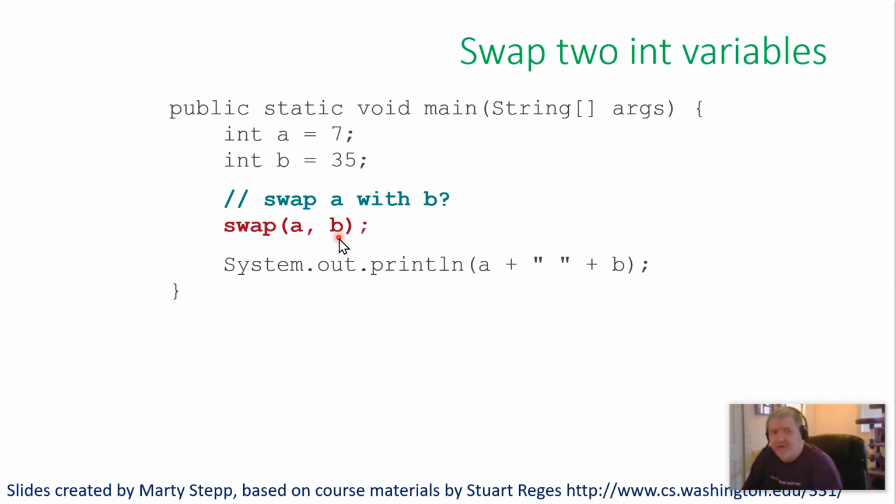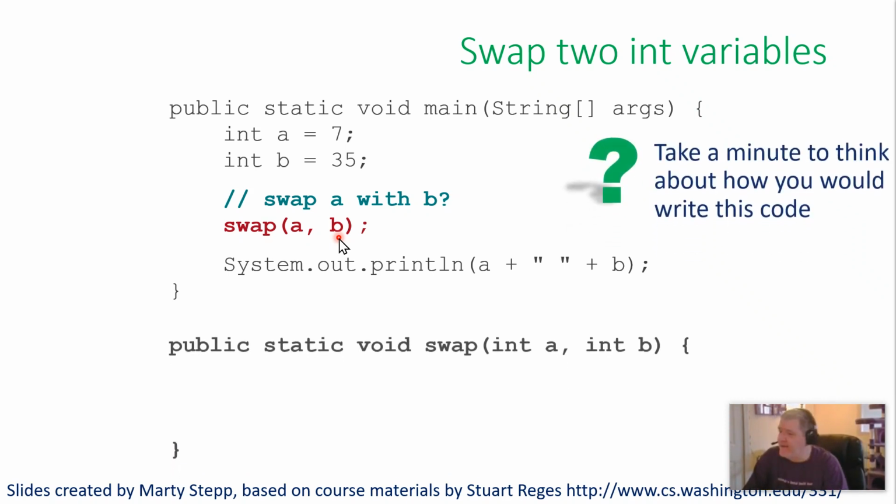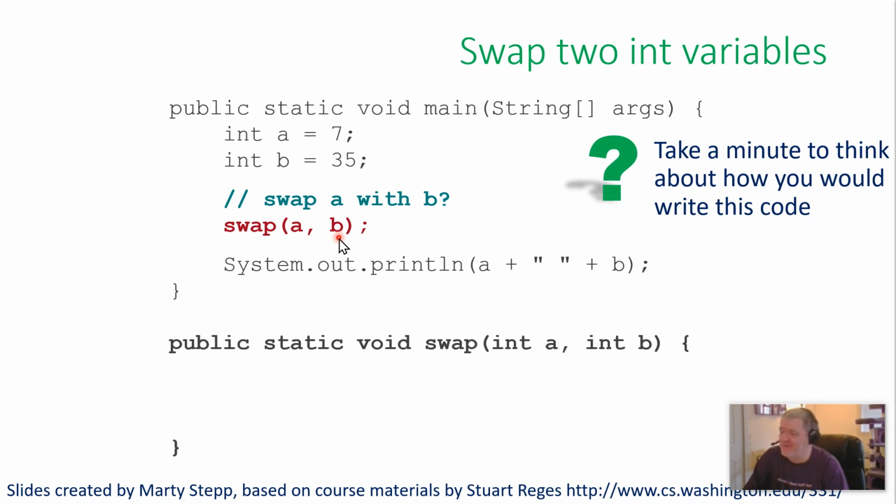All right, so a natural solution to that, and by natural I mean wrong, the first thing that comes to mind, is to say, all right, I'm going to declare my public static void swap method. It takes two parameters. I'm going to call them A and B. Please note, I call them A and B, but this A and this B have nothing to do with this A and this B.